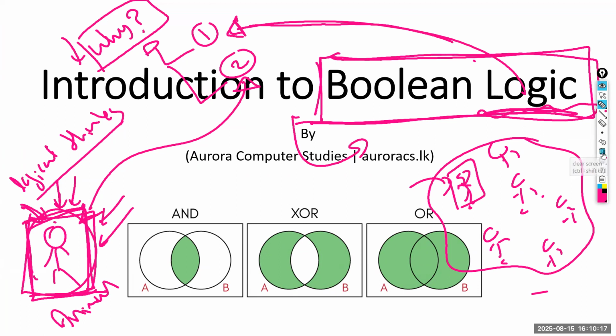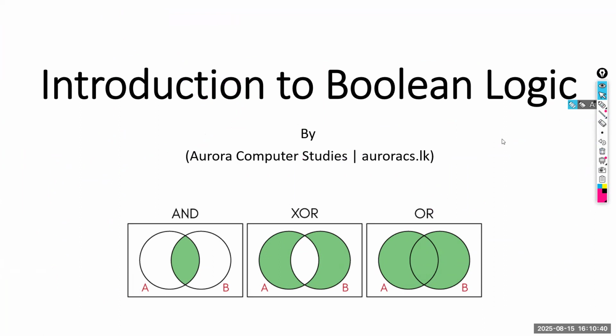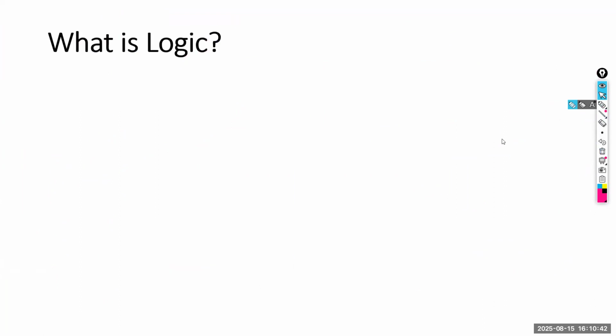So again, I'm telling you, in your A-level ICT syllabus, this is the most important topic, section 4, nothing else. Okay. And if you become a good logical thinker, most of the other topics are going to be very easy. Not only those topics, your life is going to be very successful. Okay. So let's start with what is logic.